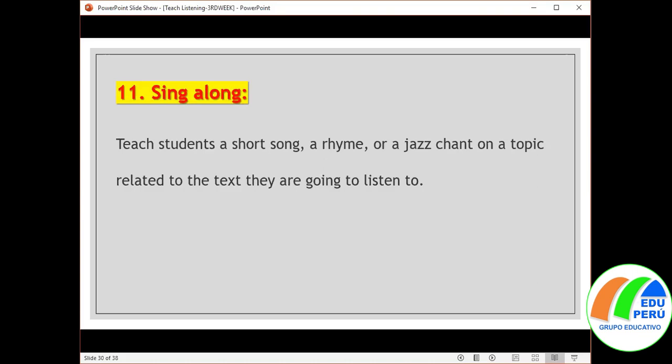Notice, this is mostly used for younger children, to pre-teach some vocabulary that they are going to listen to maybe later in the class. So you're going to teach your students a short song, a rhyme, or just a chant about a topic. They are going to listen and also sing this song.